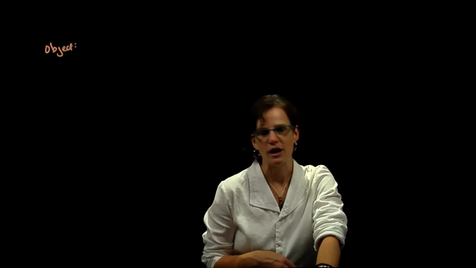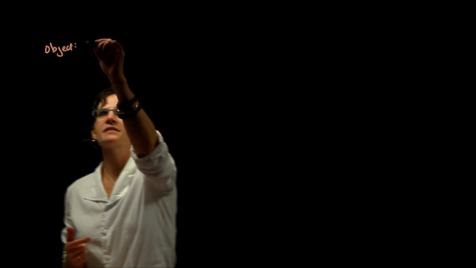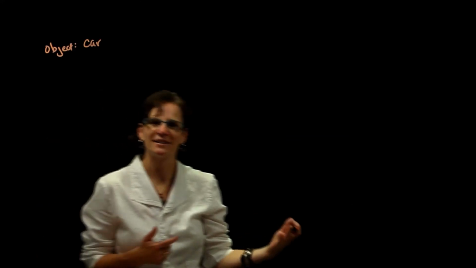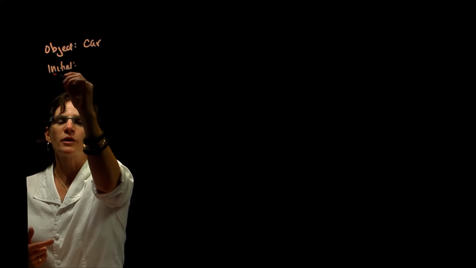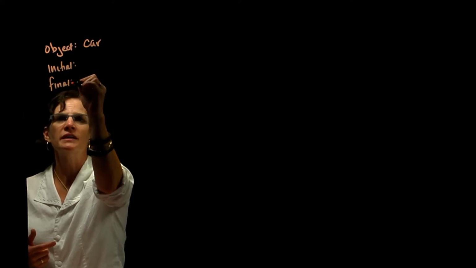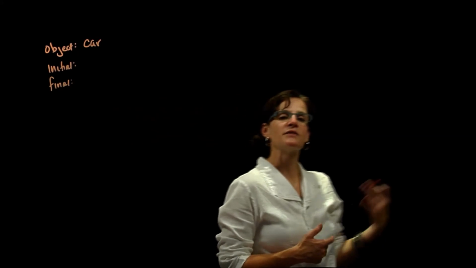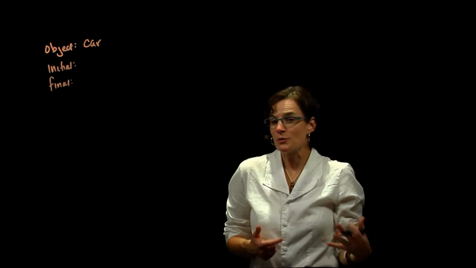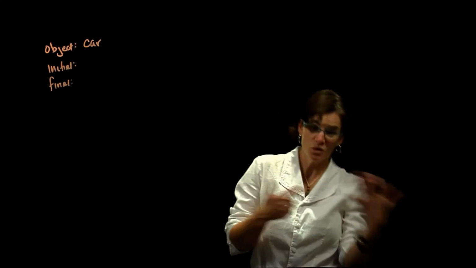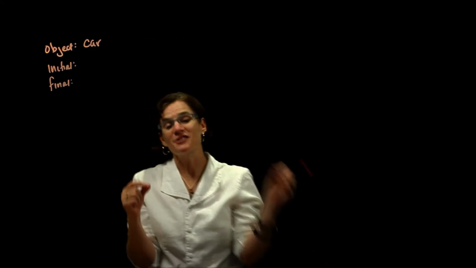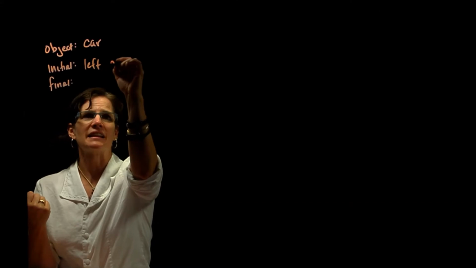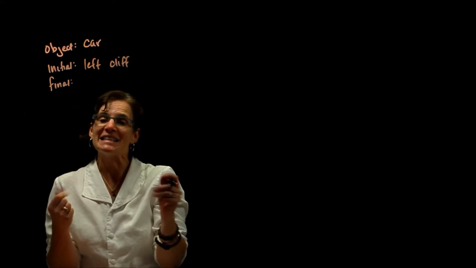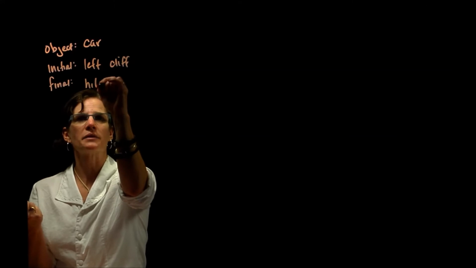This car that's driving off a cliff. Well, the object's the car. That's the object that we're interested in analyzing the motion for. We also, as we've done in all of our problem solving, want to look at what defines the beginning of the motion and what defines the end of the motion. So the motion we care about begins the instant the car has left the cliff, and it ends the instant the car hits the ground.